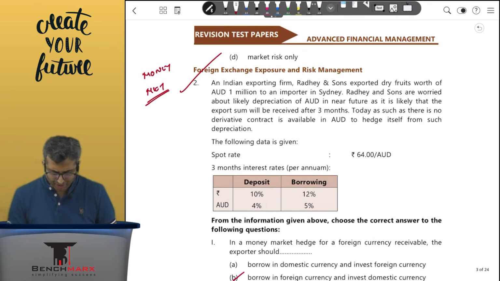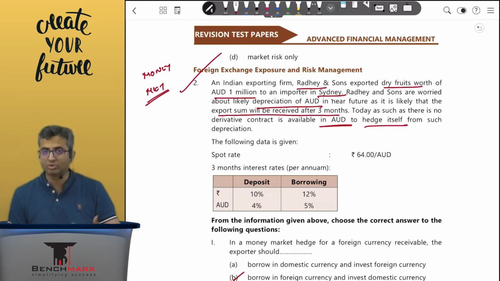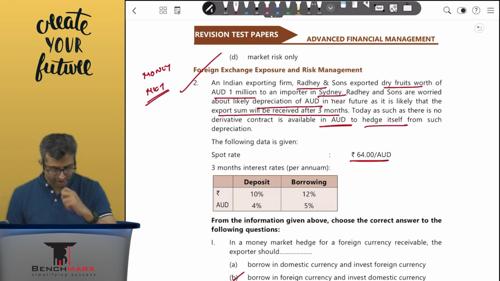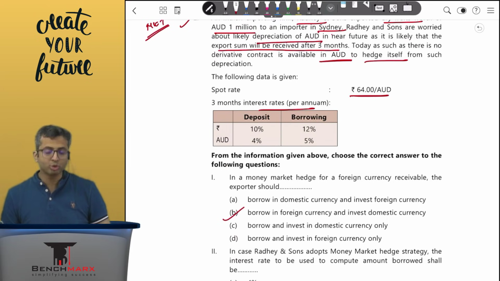Nothing which is very difficult, but there's an Indian exporting firm, Radhe and Sons, which is exporting dry fruits worth 1 million Australian dollars to someone in Sydney. They're worried about the likely depreciation of the Australian dollar, and the export sum will be received after 3 months. There's no derivative contract available to hedge, so there's no forward or anything available to hedge the depreciation, and there is some data given, let us say spot rate 64, and some 3-month interest rates, so probably you can do money market hedging.